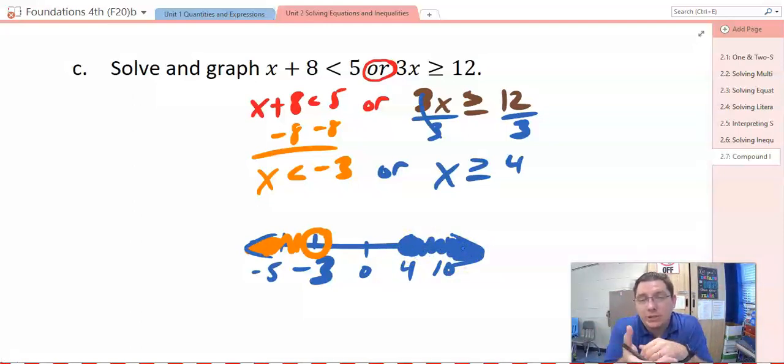So in this section, again, we talked about how to write compound inequalities. We talked about how to graph and solve them. So make sure you pay attention to that.